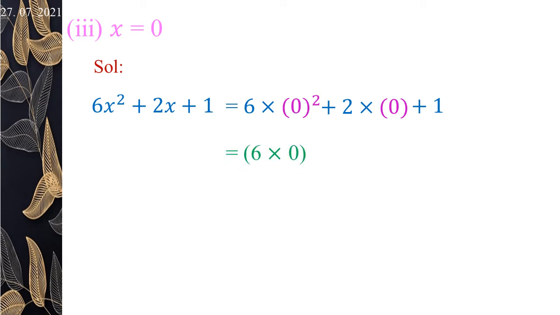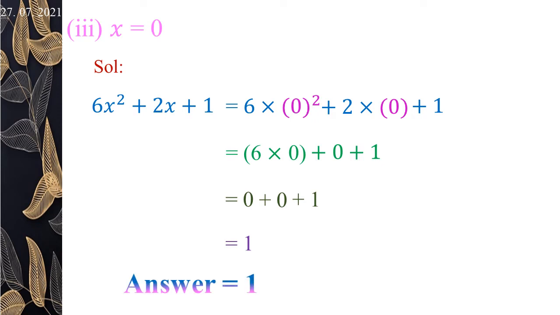So 0 squared means 0. 6 into 0 plus 2 into 0, 0, plus 1. We get 6 into 0 plus 0 plus 1. Any number multiplied with 0, we get the answer 0. Plus 0 plus 1. We get the answer 1. The answer is 1.